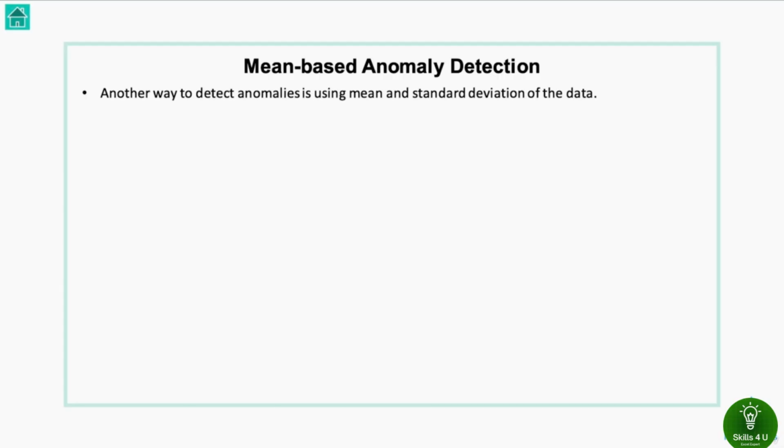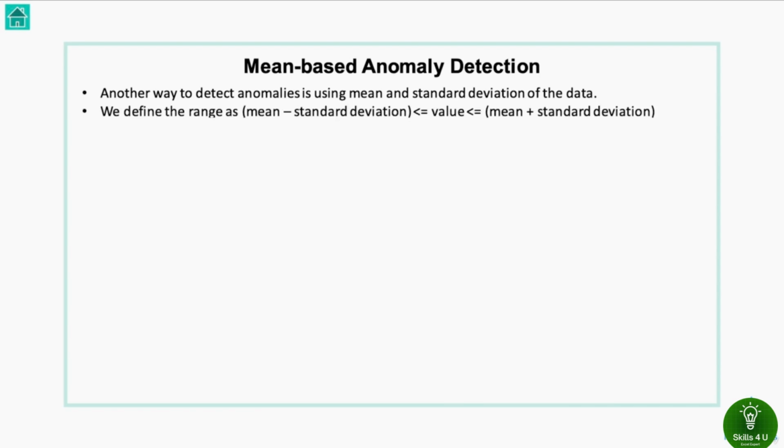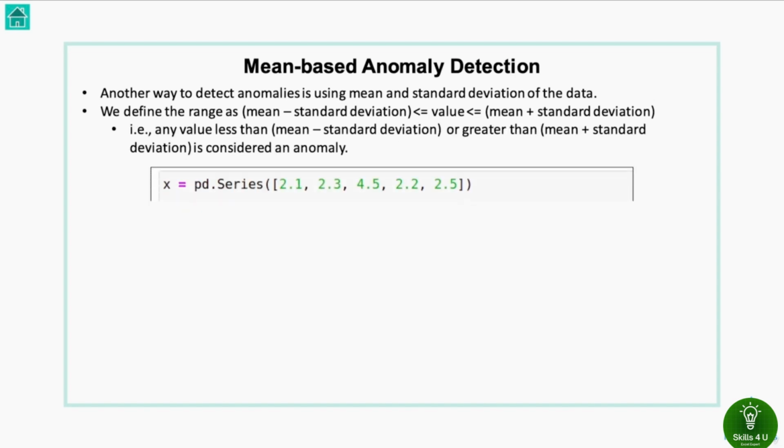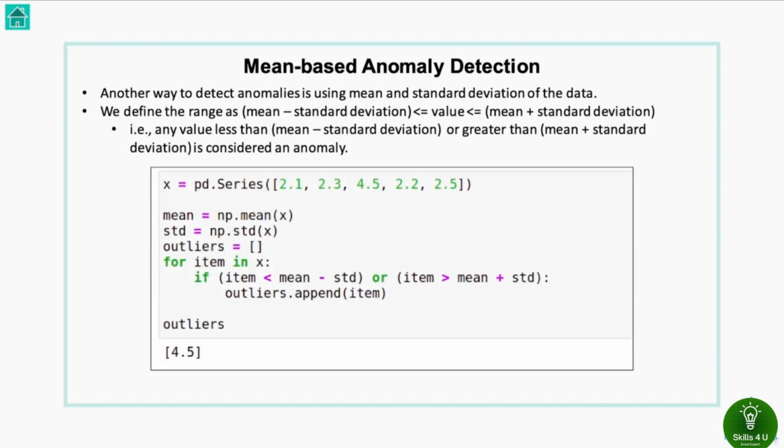We can also detect anomalies using the mean and the standard deviation. We define the lower bound as mean minus standard deviation and the upper bound as mean plus standard deviation. Any value outside this range is considered an anomaly. Note that, depending on the data, sometimes you might want to define the lower bound as mean minus 2 times standard deviation, and the upper bound as mean plus 2 times standard deviation, or even bigger. Alright, let's now see how this works in Jupyter Notebook.